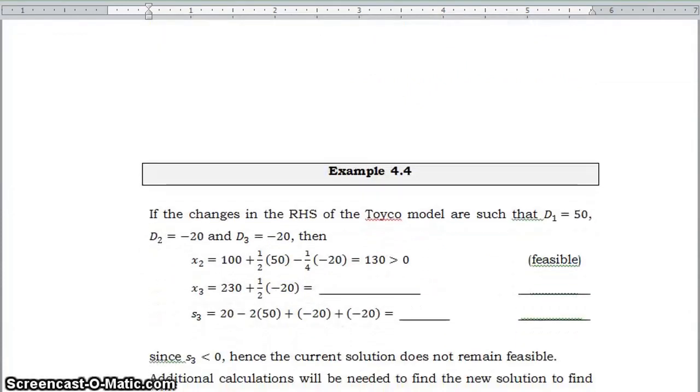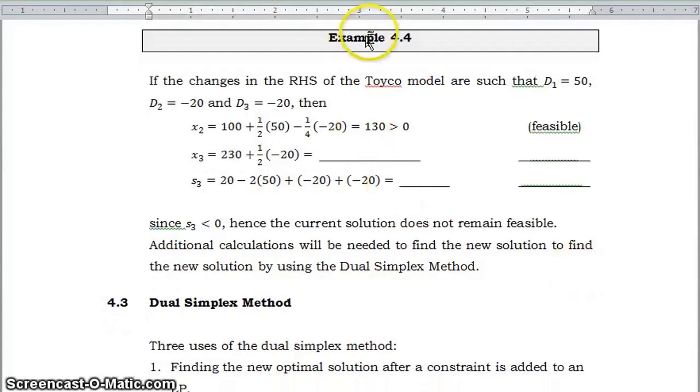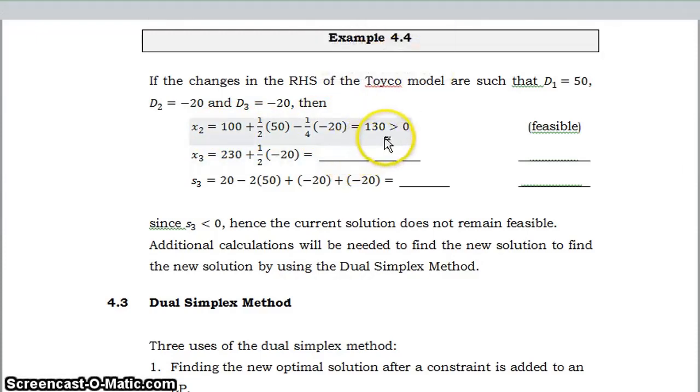Let's discuss example 4.4. In this example, Toyko changed the right hand side of the model such that D1 equals 50, D2 is negative 20, and D3 is negative 20. Because this is simultaneous changes, we substitute D1, D2, and D3 into the feasibility condition, where x2 is equal to 100 plus 1 over 2 D1, 50, minus 1 over 4 D2, negative 20. And we get x2 equals 130. This is a positive value. Therefore, x2 remains feasible.